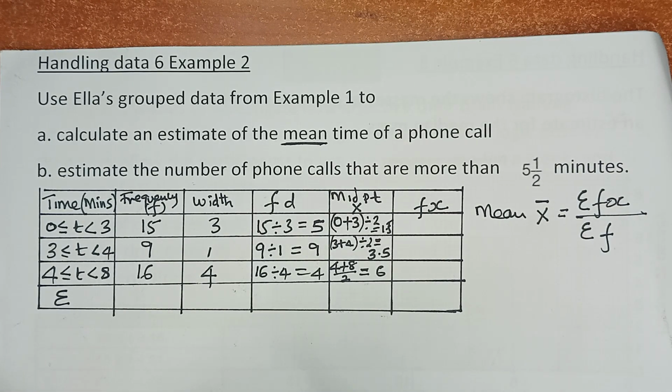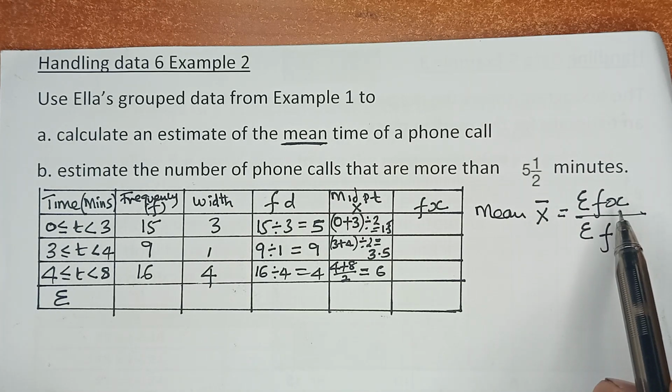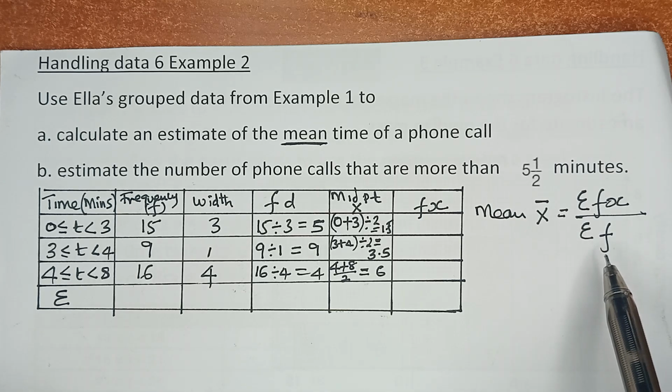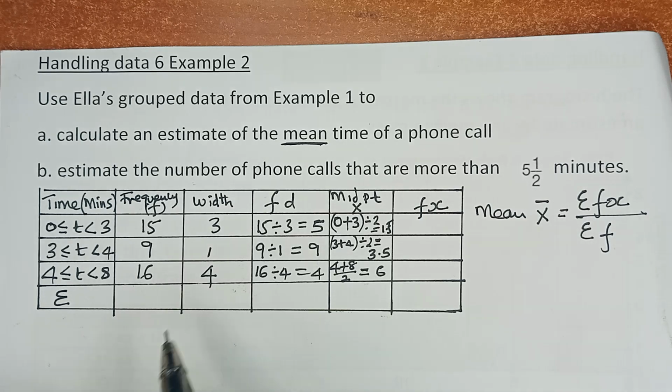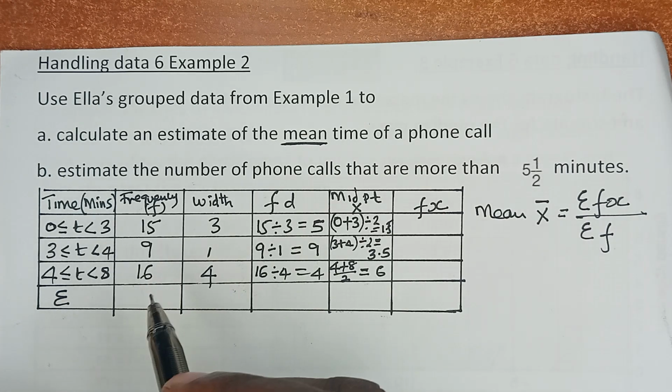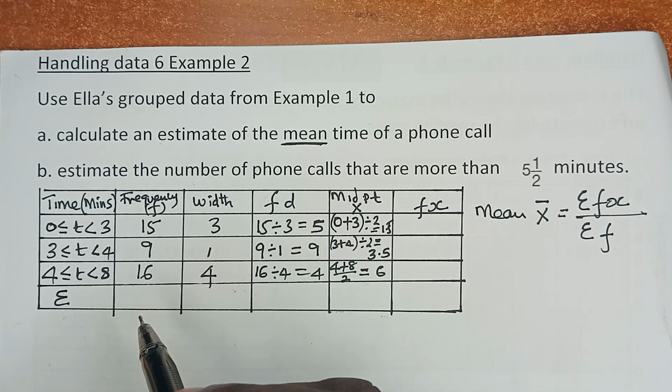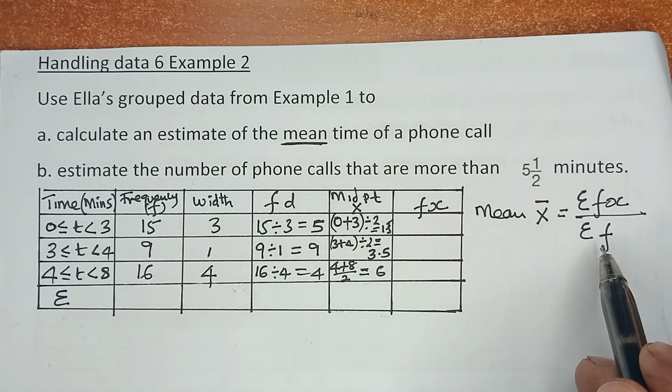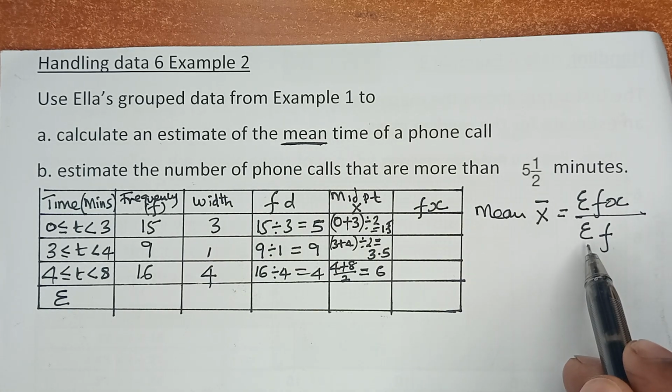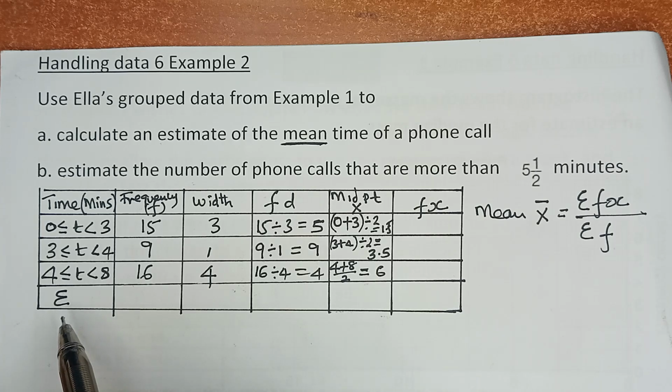So by all means, we have to have a column of fx and we have to have a column of f. It is true we have a column of f, which is the frequency. But what is the sum of the frequency? Because sigma means sum of, and that is why we have come up with this sigma here.